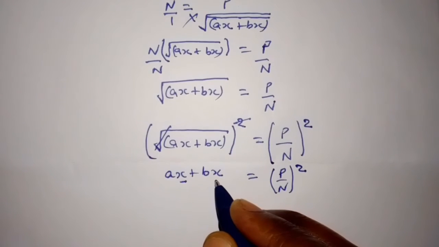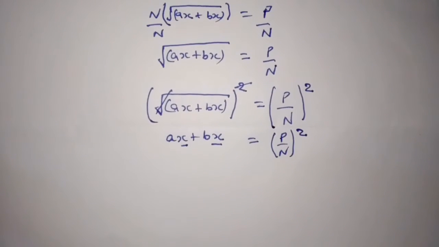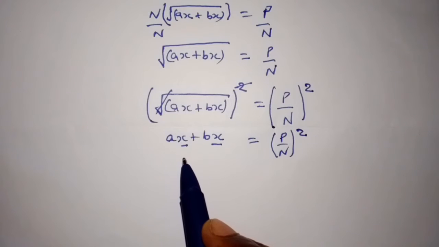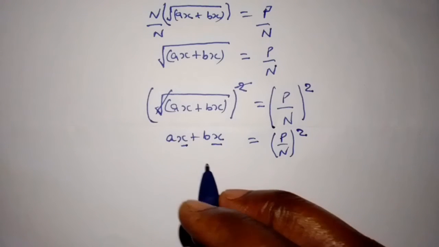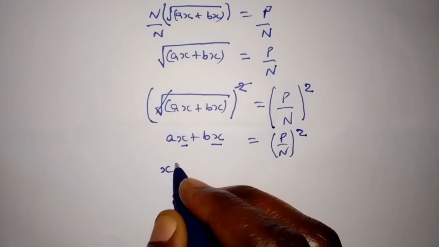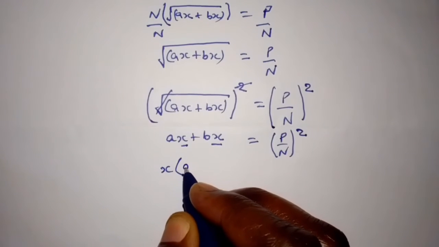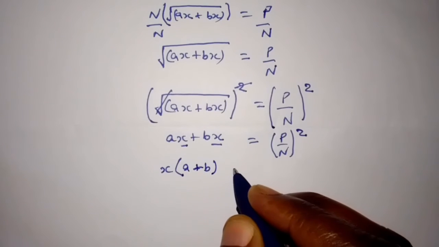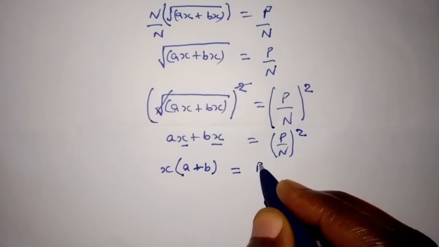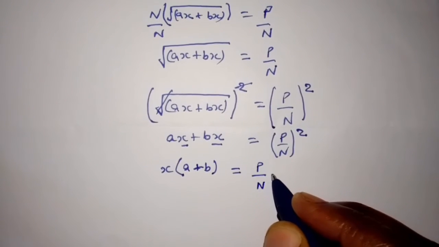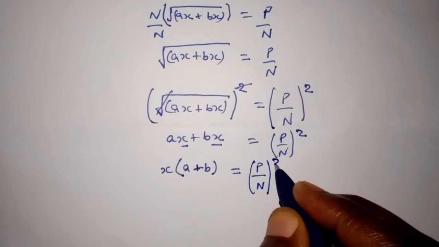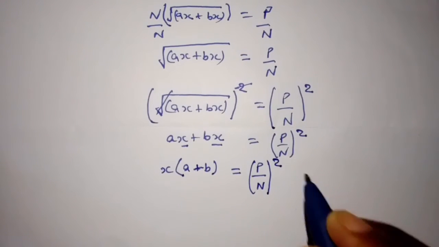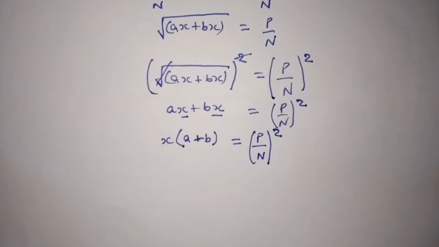X is common here, x is common here. We can take x outside the bracket. X into bracket a plus b is equal to p over n squared. We can divide both sides by a plus b.